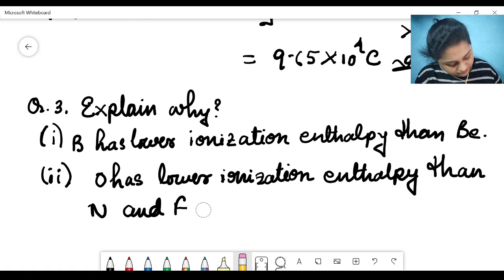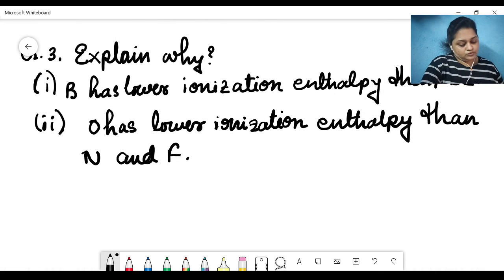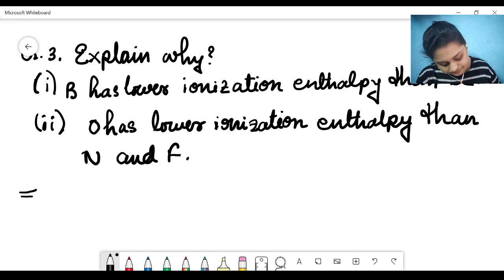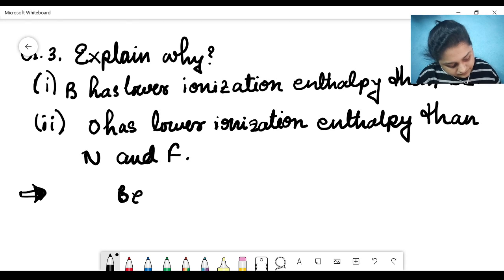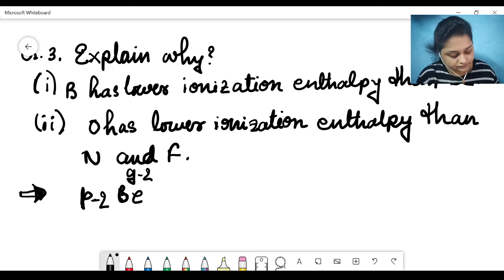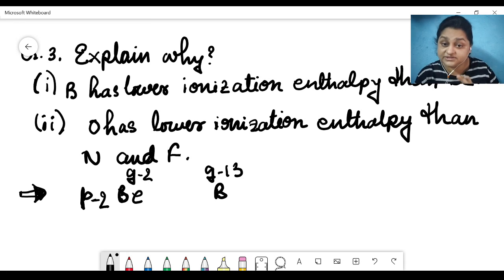Let's try to do the first one first, which is: boron has lower ionization enthalpy than beryllium. We know that in a period, moving from left to right, the ionization enthalpy increases. Beryllium is a group 2 element in period 2. Boron is a group 13 element in the same period.